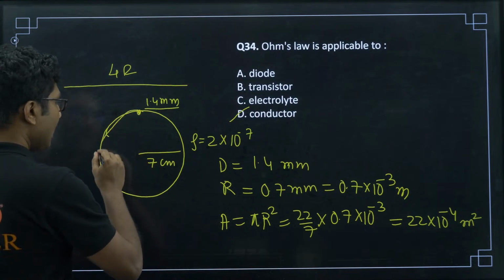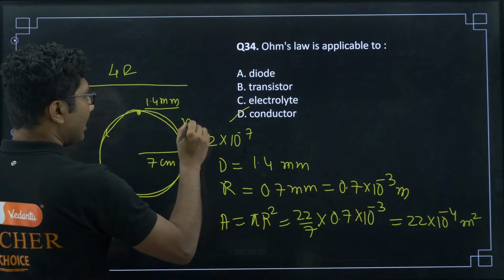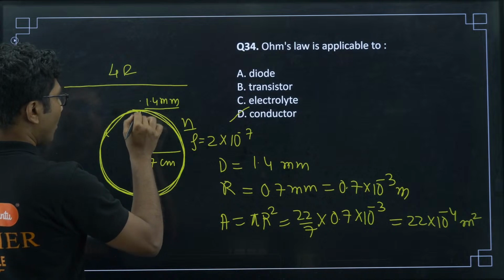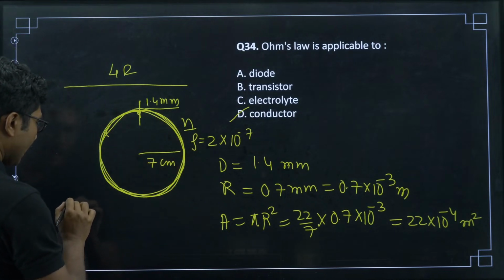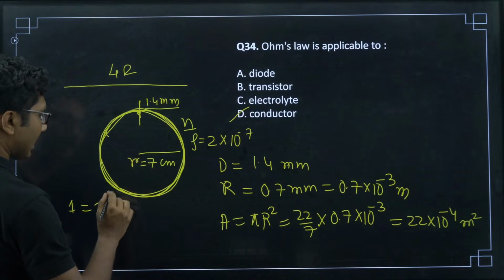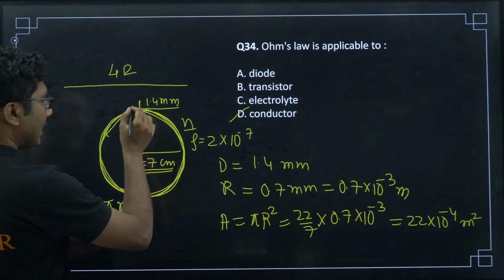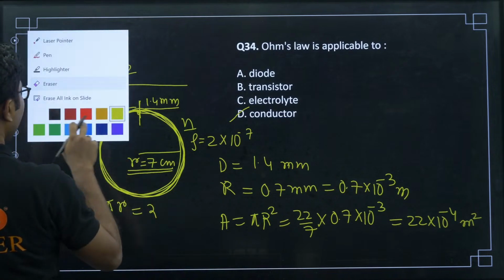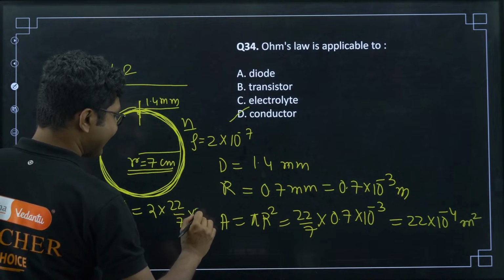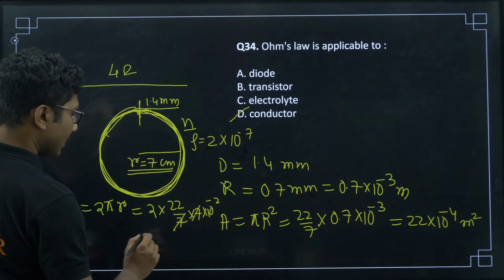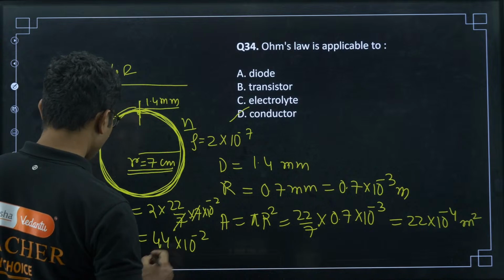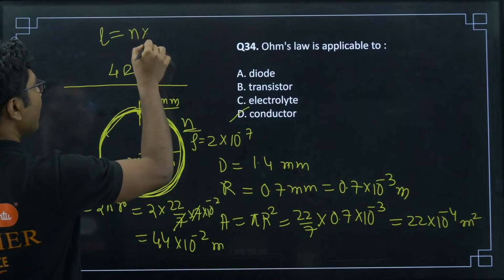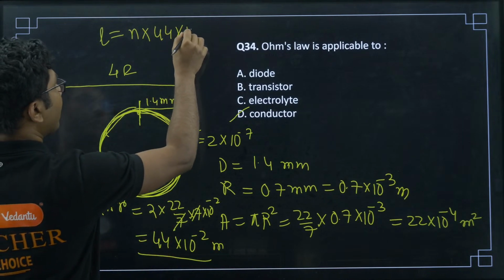Now you have to find the length. Suppose the number of turns is n. What is the length of one turn? For one turn the length is 2 pi into the small radius r. So, the length is 2 pi, that is 2 into 22 by 7 into 7 centimeter. Centimeter you again have to convert into meters. 7 cancels, and 44 into 10 to the power of minus 2 meter is the length of one turn. The number of turns is n, so the total length will be n into 44 into 10 to the power of minus 2.